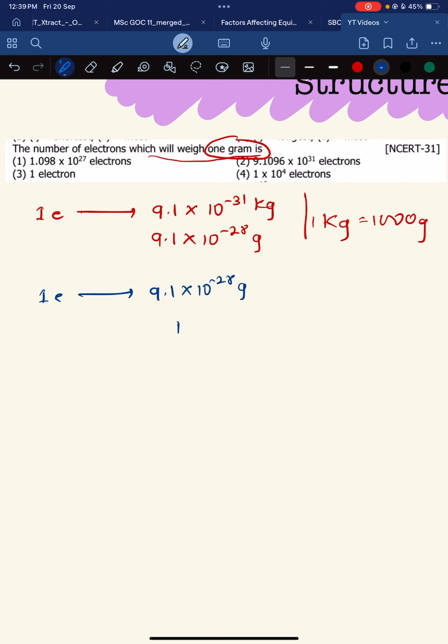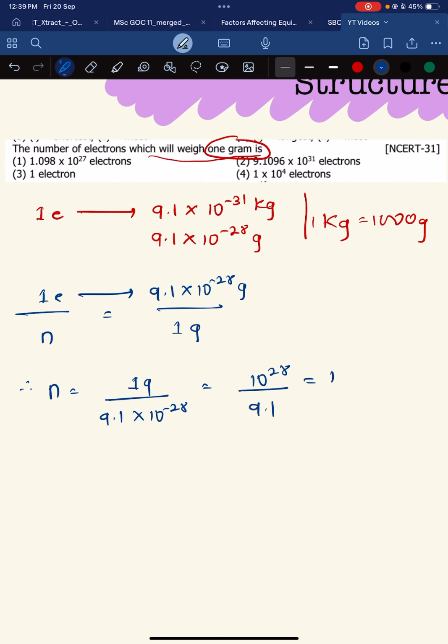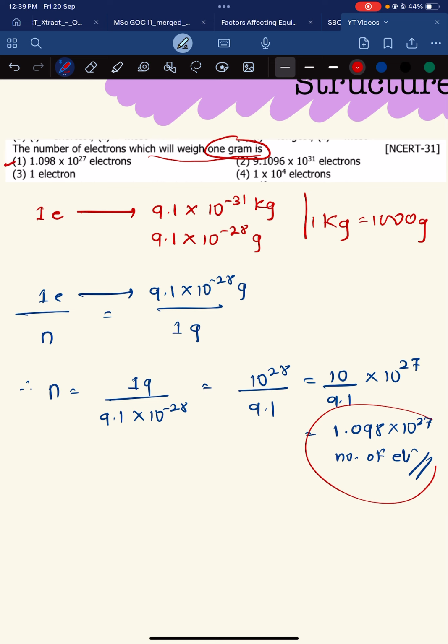So 1 electron weighs 9.1 into 10 to the power minus 28 gram. If I have 1 gram, how many electrons are there? That is what we want to calculate. Therefore n is 1 gram divided by 9.1 into 10 to the power minus 28, which I can write as 10 to the power 28 divided by 9.1, which is 10 divided by 9.1 into 10 to the power 27. So I'll get something like 1.098 into 10 to the power 27 electrons. That is what they are asking, so the answer for this question is the first option. The number of electrons in 1 gram is this much.